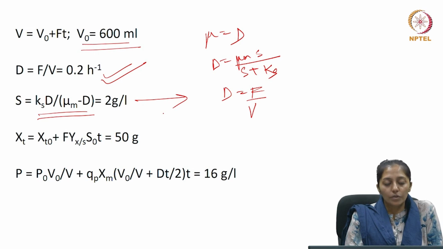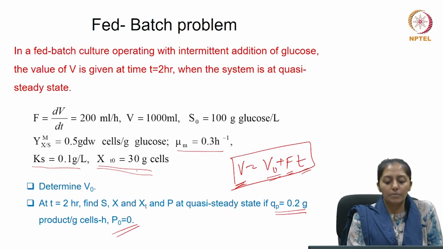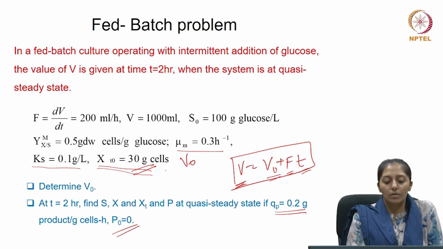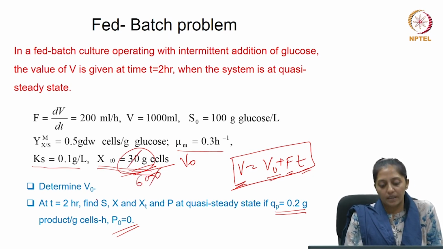Now we also need to find out the amount of biomass and the concentration of the biomass. The concentration should be straightforward. We know that they have given 30 grams of cells at Xt naught, and we also know V naught, and we know it is quasi steady state. So will the concentration of the biomass keep changing with time? No, right. So the biomass concentration can be directly obtained as the amount of cells divided by the volume.